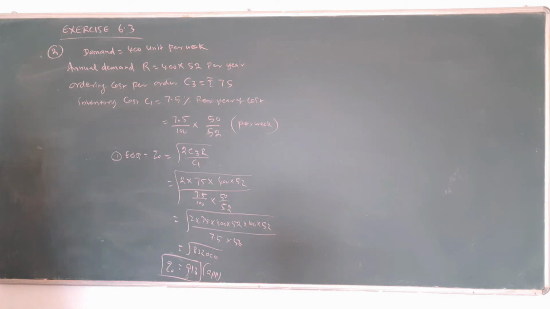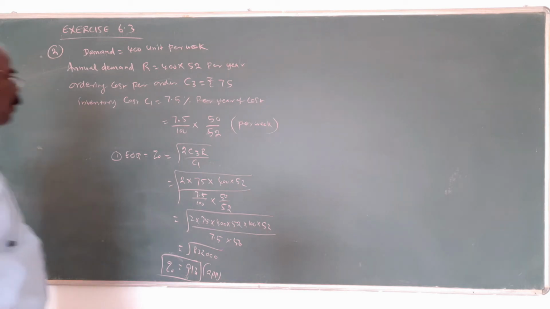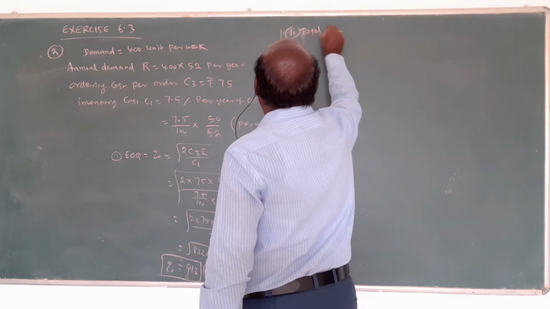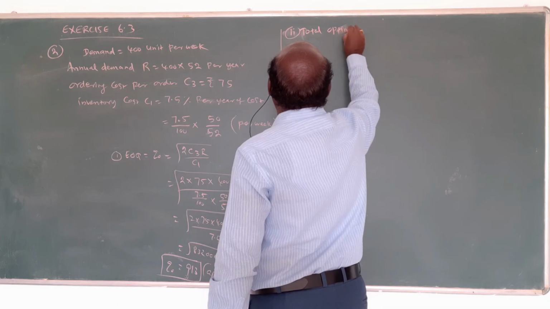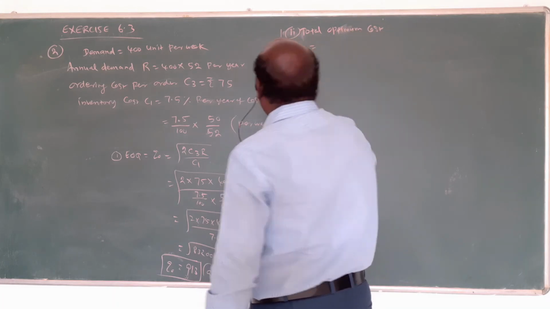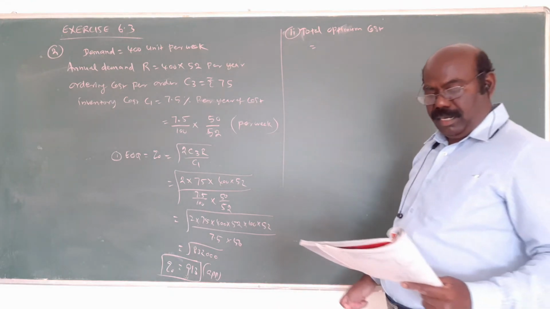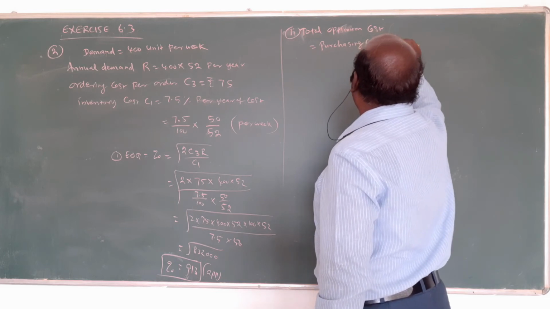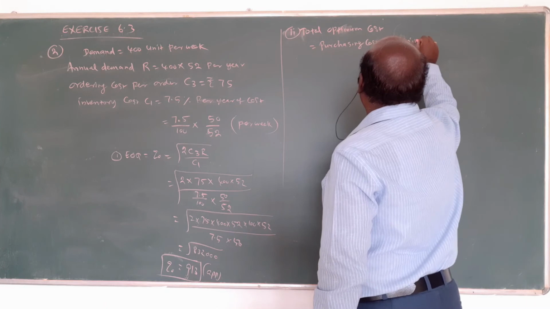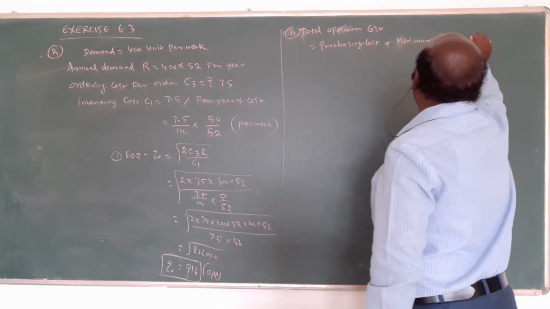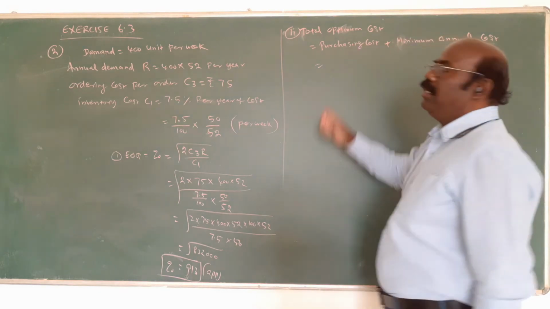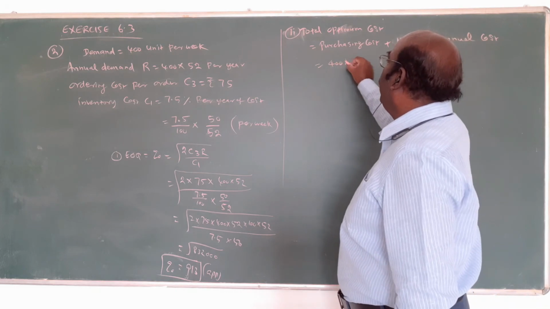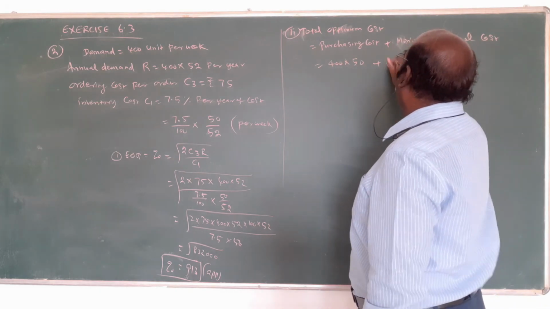One more part is being asked. The first one is over. The second part asks for the total optimum cost. That means it is equal to purchasing cost plus minimum annual cost. Purchase cost is what? Requirement into the cost. The requirement is 400 per week into 50 rupees. That's the cost.